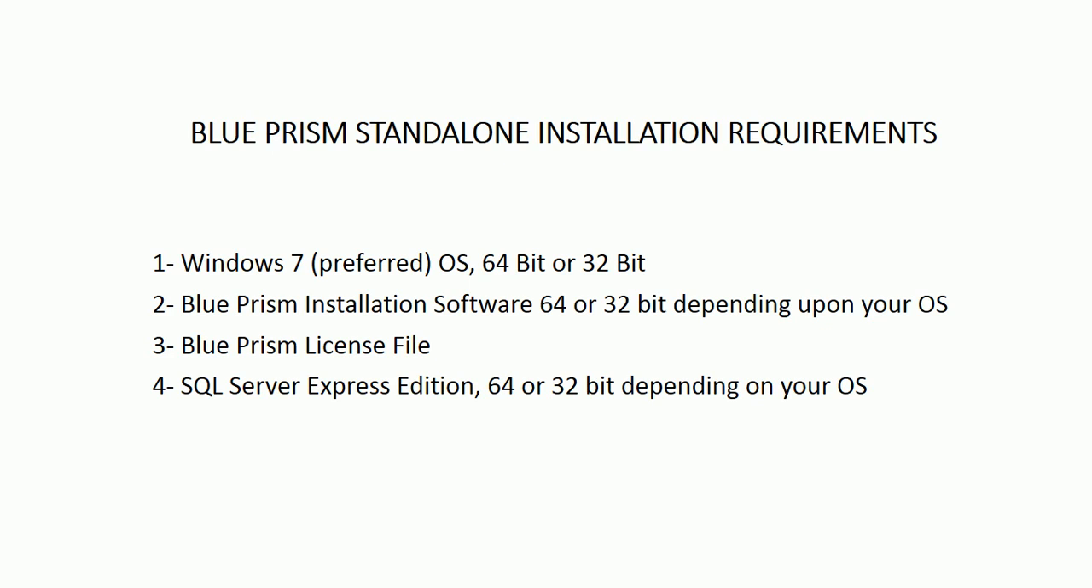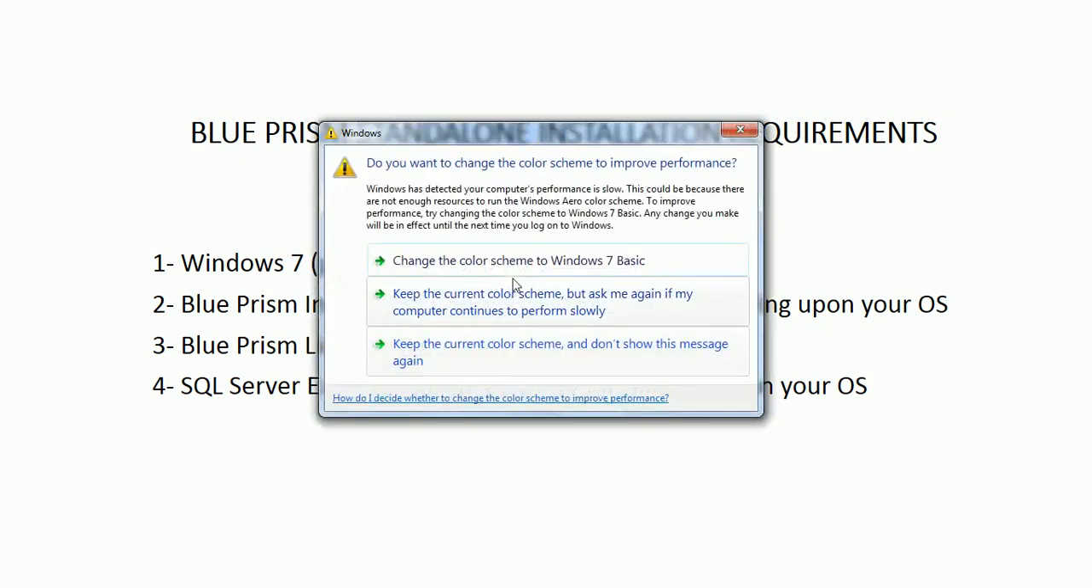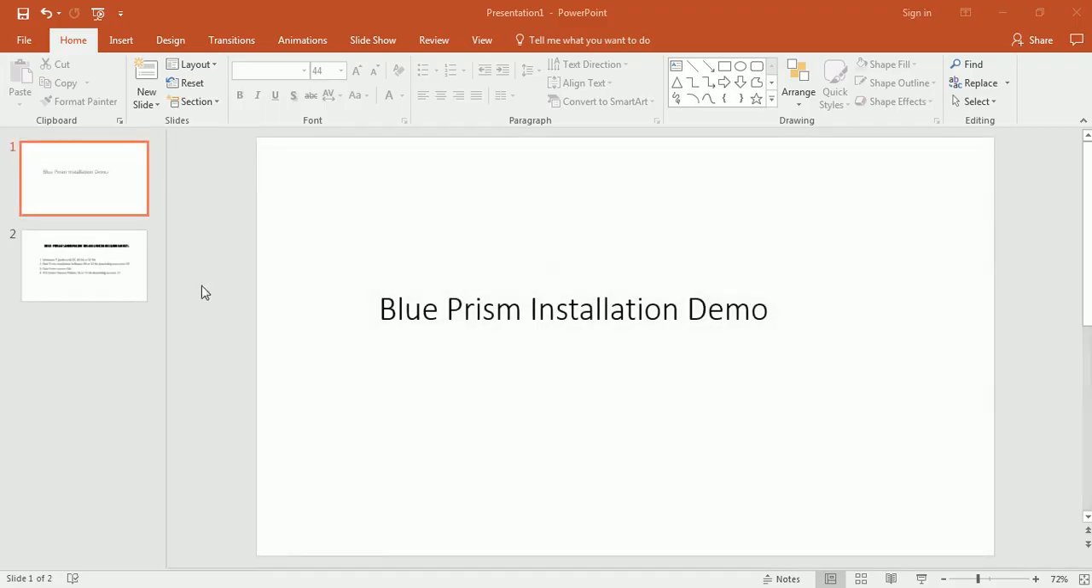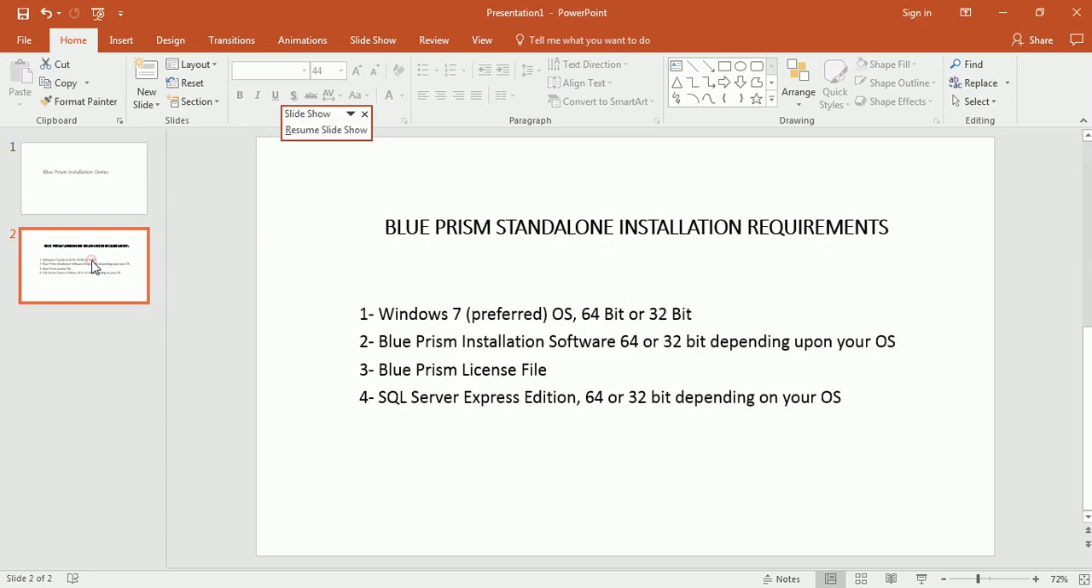The second thing you require is the Blue Prism installation software. That again can be 64-bit or 32-bit depending on your OS. You can request the Blue Prism software from Blue Prism directly, and they may help you with the installation file for a trial version for 15 days or 30 days.